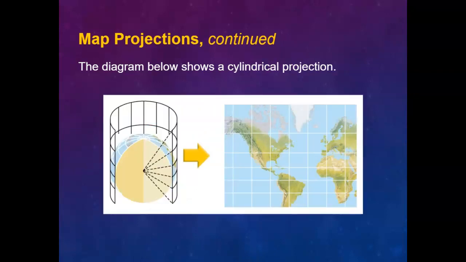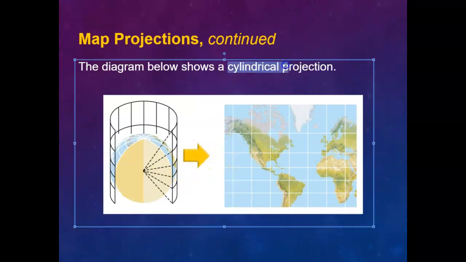So this first one, on your notes it says types of map projections, A, B, and C. The first one is called a cylindrical projection. Where is this map most accurate, you think? It should be most accurate around the equator, because that's where the paper's touching. Where is it least accurate? Up here near the poles, where it's not touching. So we would see the greatest accuracy right here at the equator and the least accuracy up here.